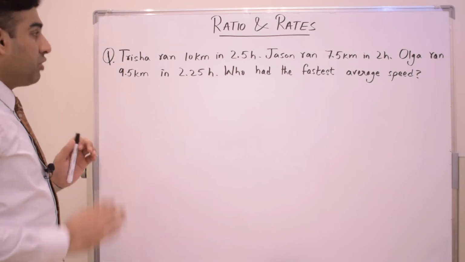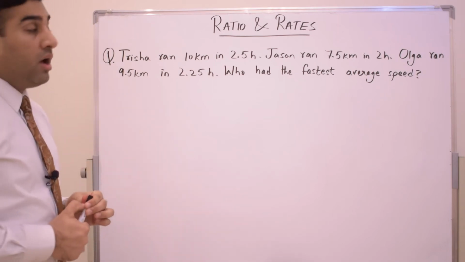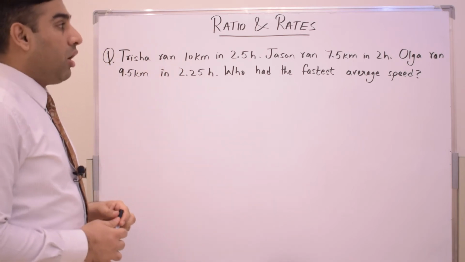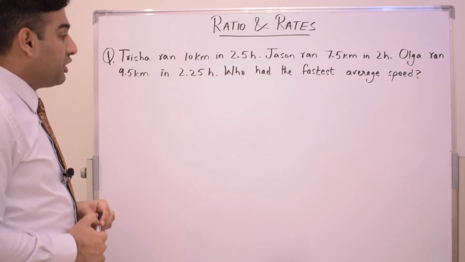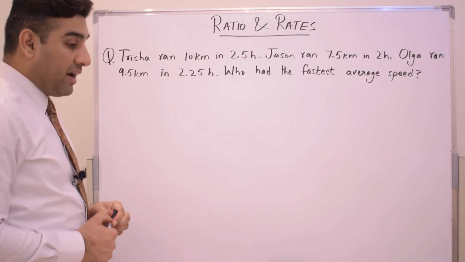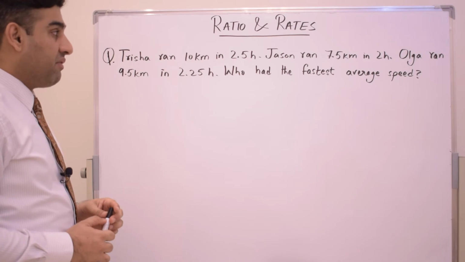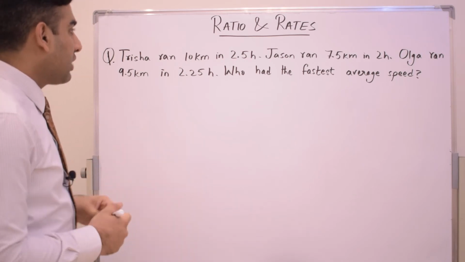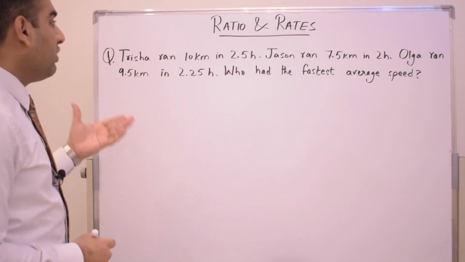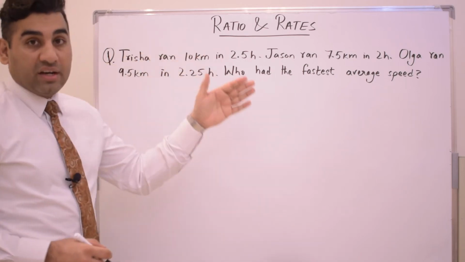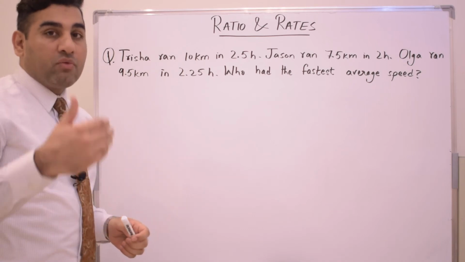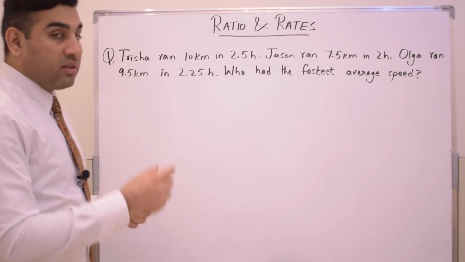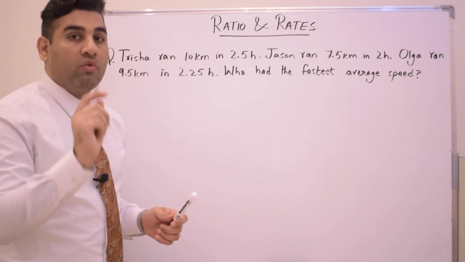Let's start the application. Trisha ran 10 kilometers in 2.5 hours. Jason ran 7.5 kilometers in 2 hours. Olga ran 9.5 kilometers in 2.25 hours. Who had the fastest average speed? So guys, first of all, we will calculate their rates, and not only rates, but we go for the unit rate. Guys, unit rate means that the denominator of that ratio will become 1.